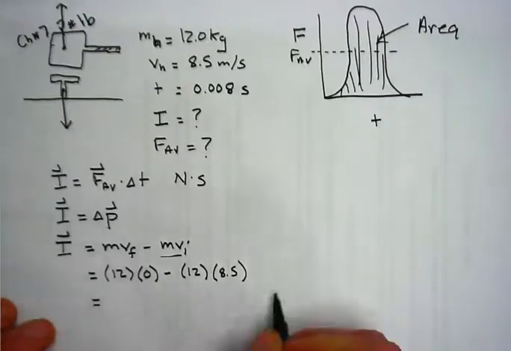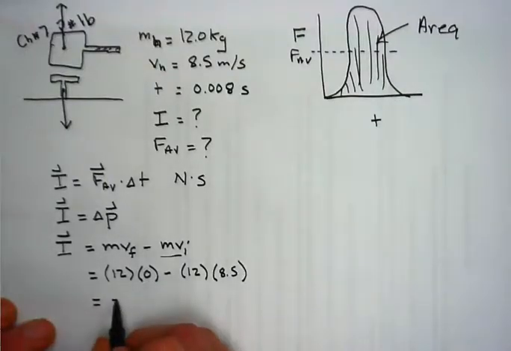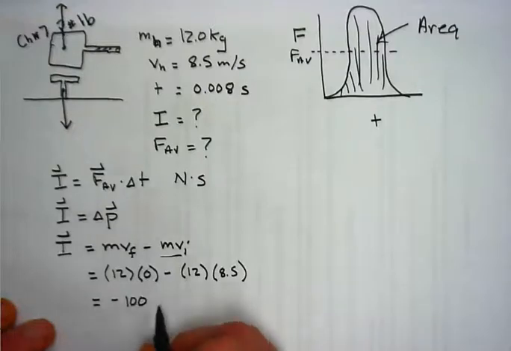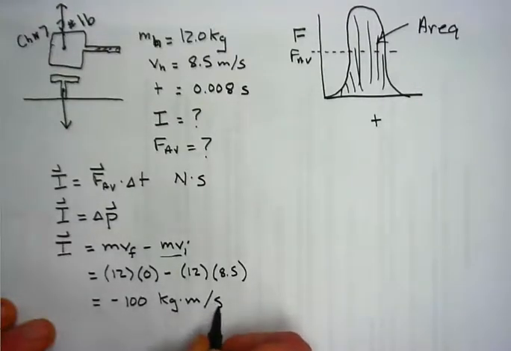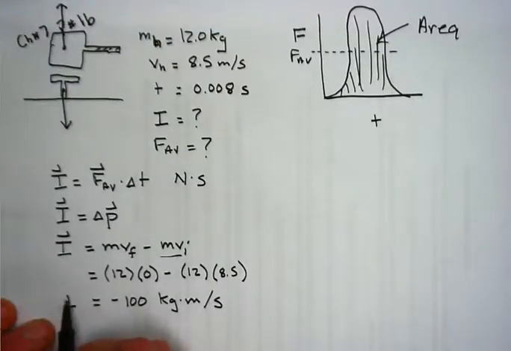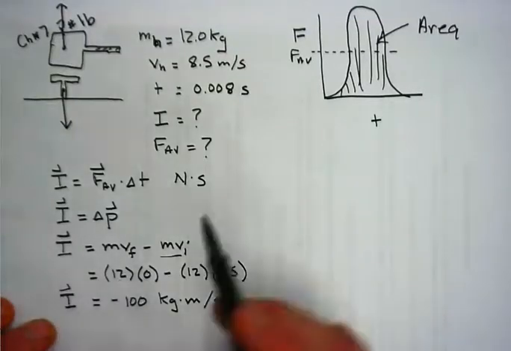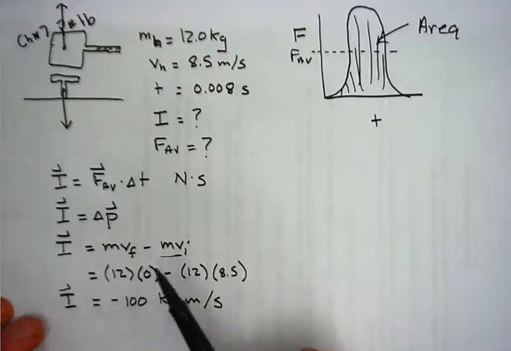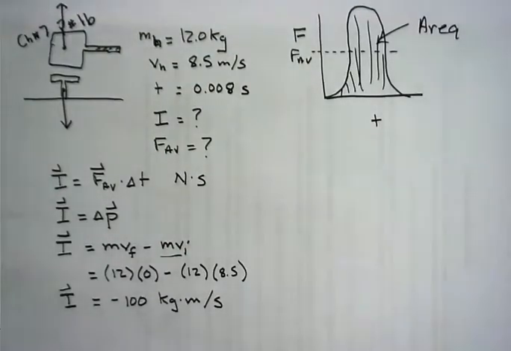Okay, so if I multiply this out, I get negative 100 kilograms times meters per second is the impulse, right? Okay, so 100 kilogram meters per second is the impulse. So we should say a direction here. Actually, we should read the problem and double check what it wants us to know.